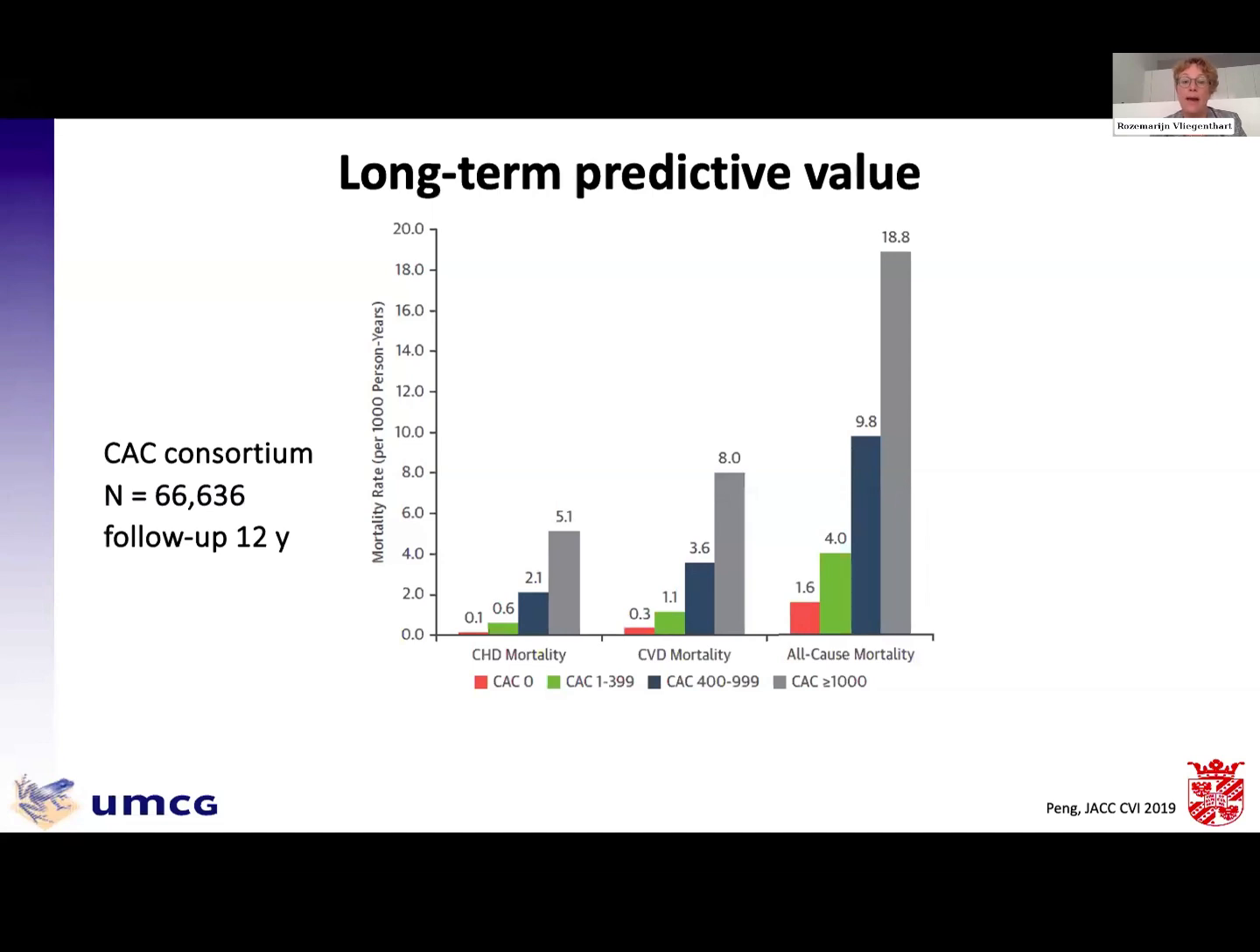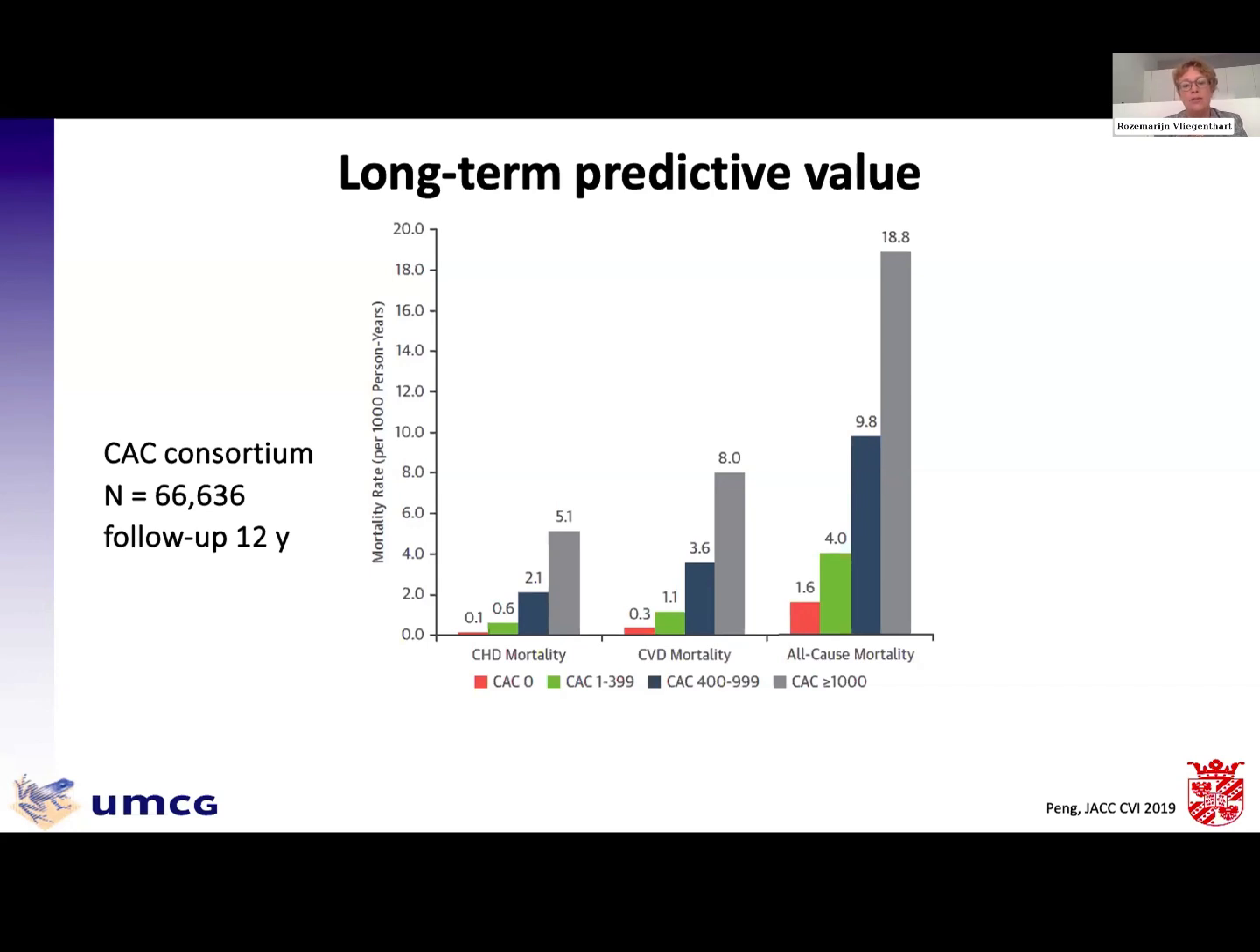And by now we have pooled studies of more than 66,000 individuals with a follow-up of over 10 years that show the long-term predictive value of coronary calcium. And here the outcome was mortality. You see here on the left side, coronary heart disease mortality, then cardiovascular disease mortality, and all-cause mortality.